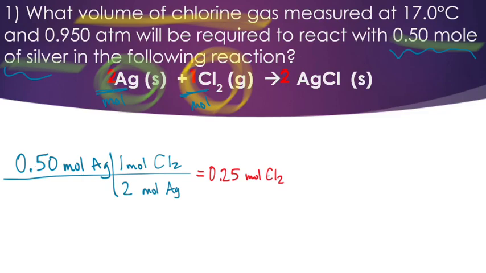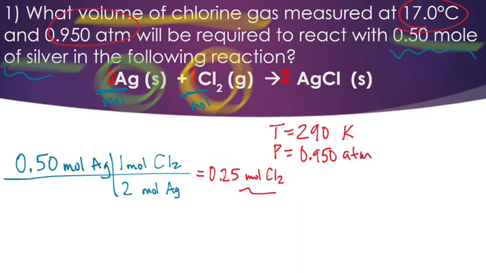And you might be wondering how we can get to volume from moles. Well, remember, we don't just have moles. We have a temperature and a pressure up here. So if I know that my temperature is 290 Kelvin, my pressure is that 0.95 atm number, I have my moles, which is n, and I'm looking for volume. Well, this means that we need to use PV equals nRT.